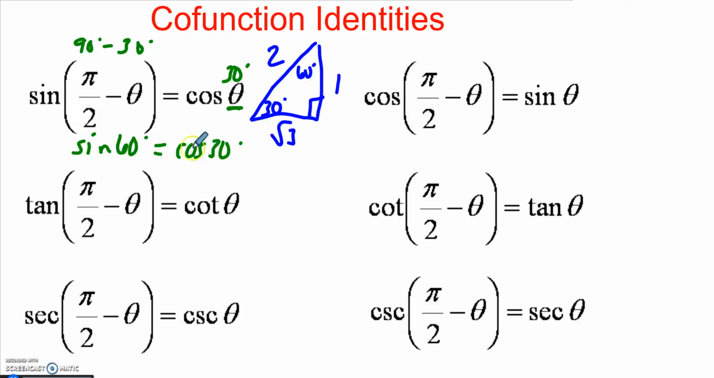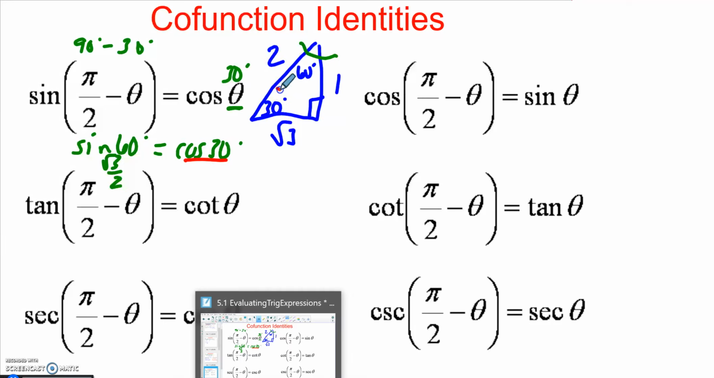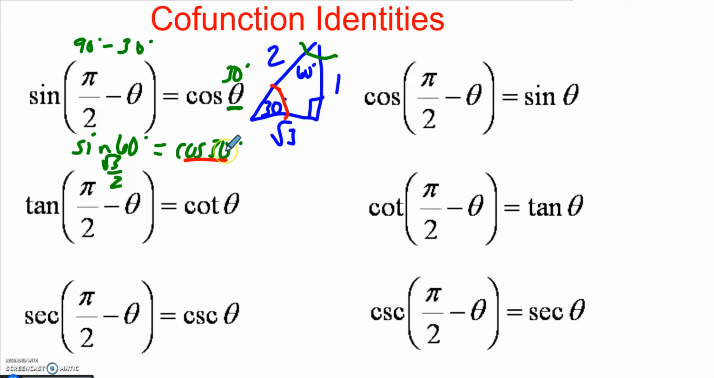If I look at the sine of 60, we're looking from this position. Sine is opposite over hypotenuse, so that would be root 3 over 2. So this is really root 3 over 2. If I change colors and look at the 30 degrees this time as my reference angle, the cosine is adjacent over hypotenuse, which again is root 3 over 2.